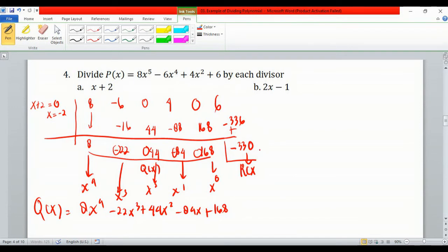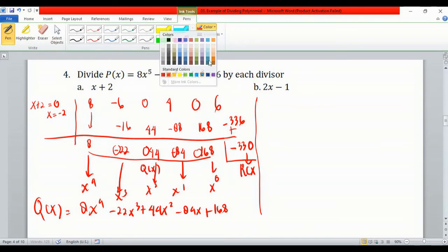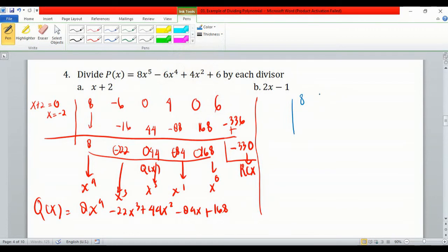So now, let's jump to part b. Part b is the same, but the question asks for division by 2x minus 1. Remember again, when you want to answer this question, you need to look at the dividend again. The dividend should be in descending order: 8, minus 6, 0 because x power 3 isn't here, and then plus 4, and then 0, 6. So this one is 2x minus 1 equals 0. 2x equal 1, so x equal half.